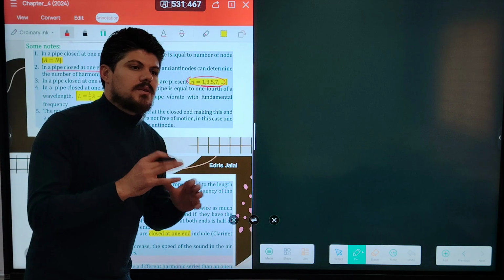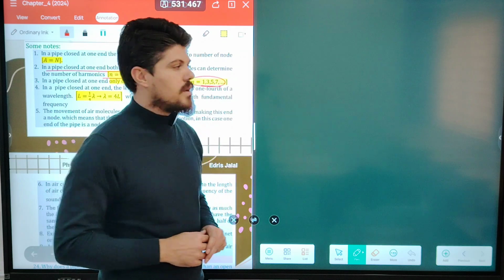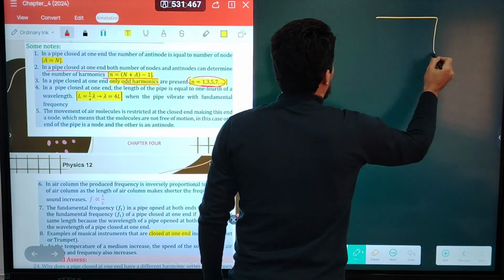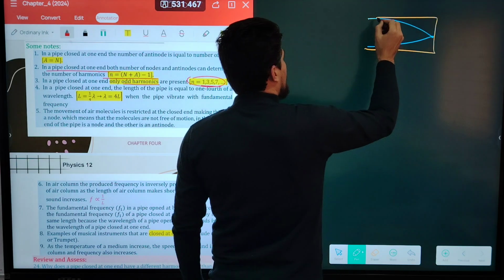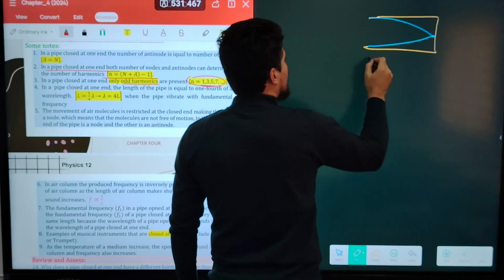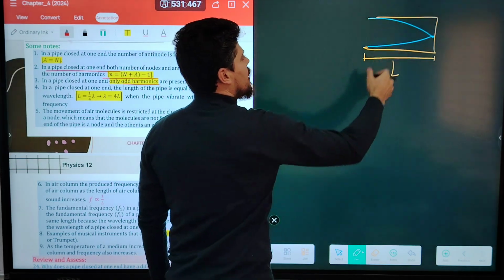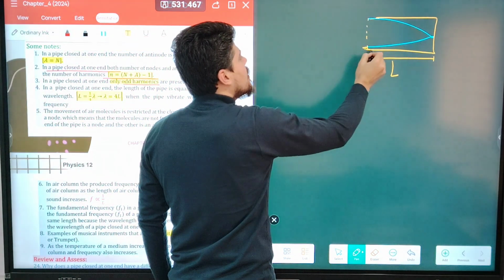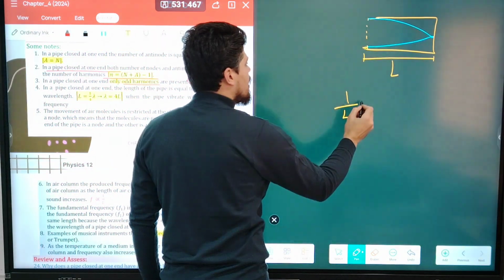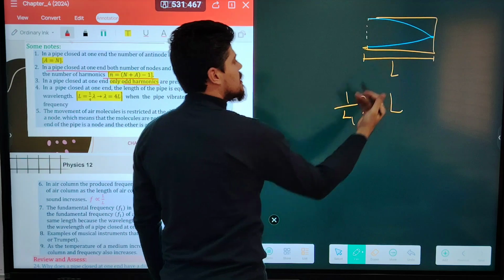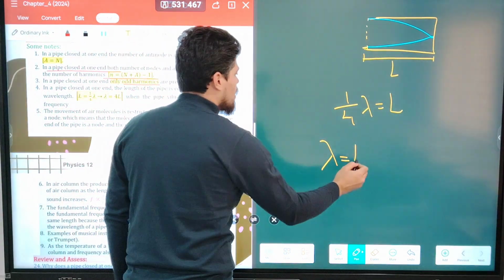What do you mean by fundamental frequency? The simplest wave that occurs in a standing wave, the simplest wave in a pipe closed at one end. So this is the length of the pipe, L. How many wavelengths do we have here? We have only 1/4. 1/4 wavelength is equal to the distance of the pipe. So what about wavelength? Wavelength is equal to 4L.